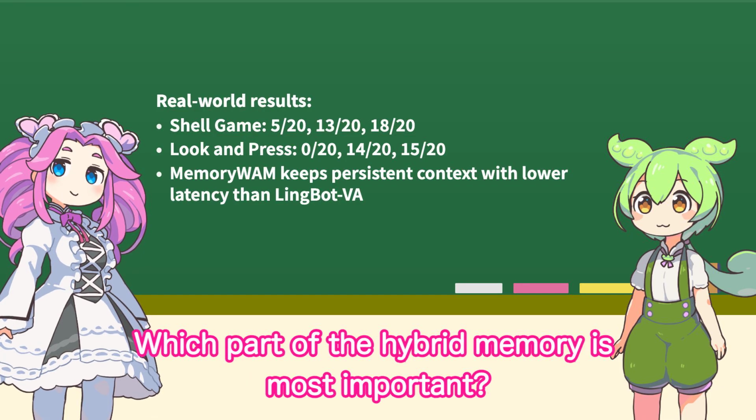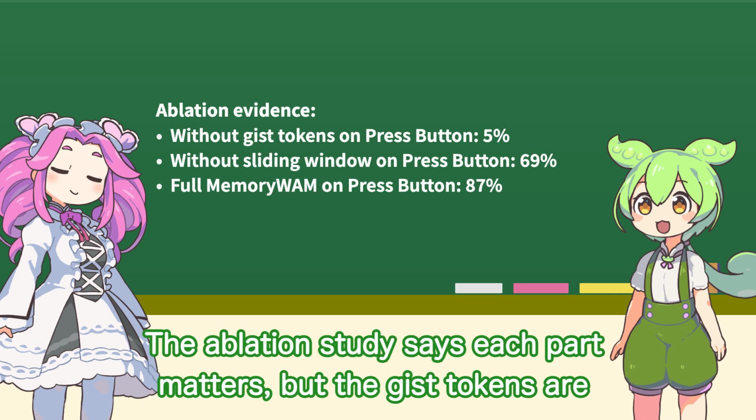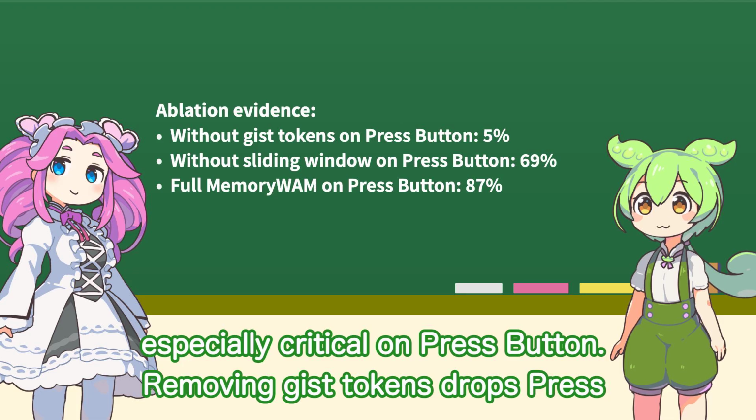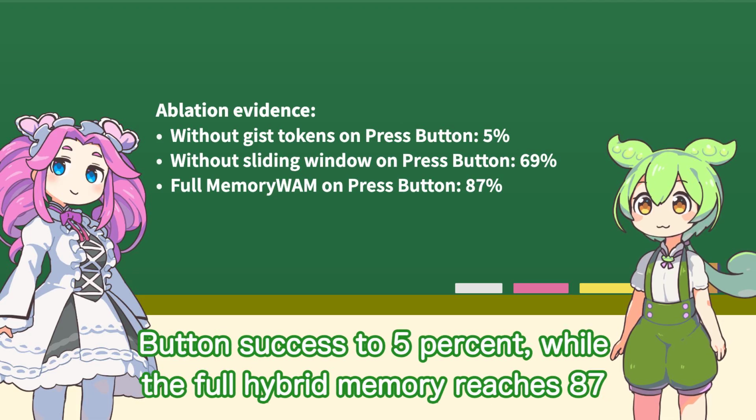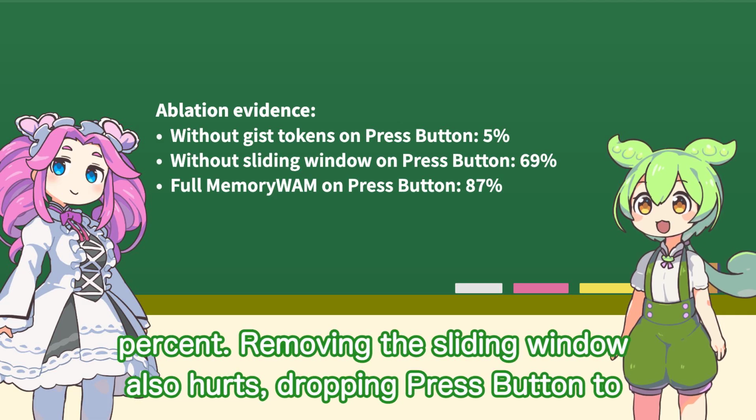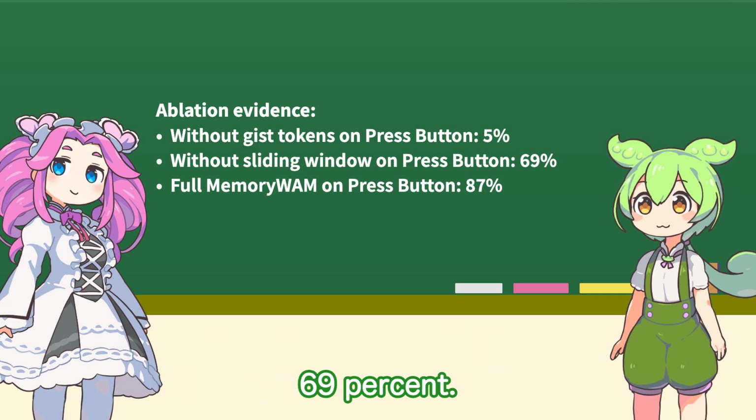Which part of the hybrid memory is most important? The ablation study says each part matters. Removing gist tokens drops press button success to 5%, while the full hybrid memory reaches 87%. Removing the sliding window also hurts, dropping press button to 16%.